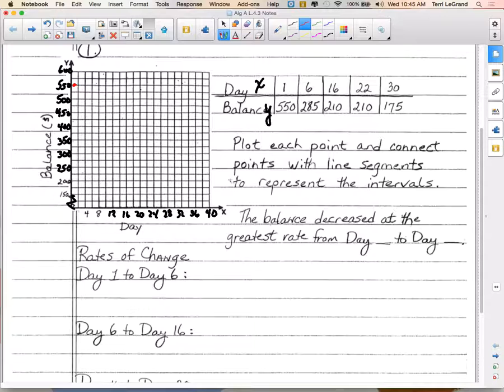And make a good judgment call where your points should be. Okay, don't just be, it's kind of like doing our scatter plots. Don't be just random about it.